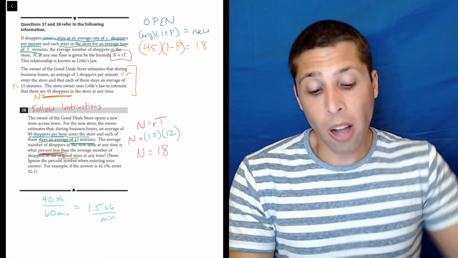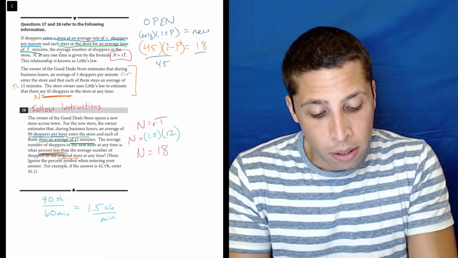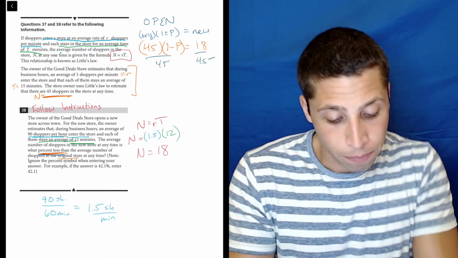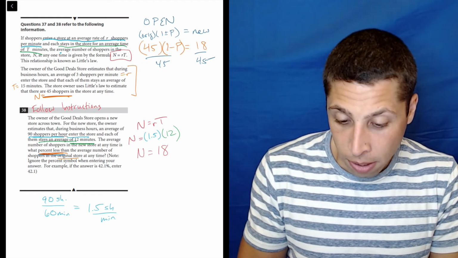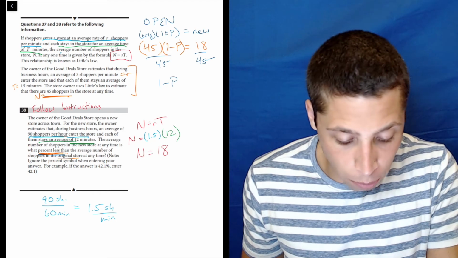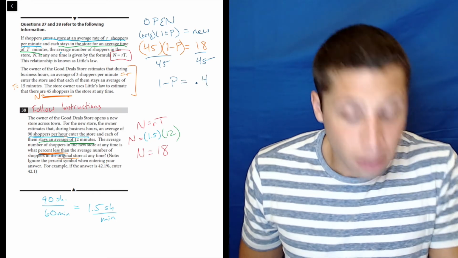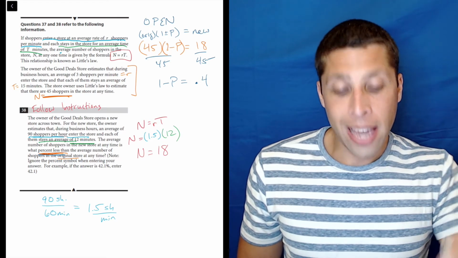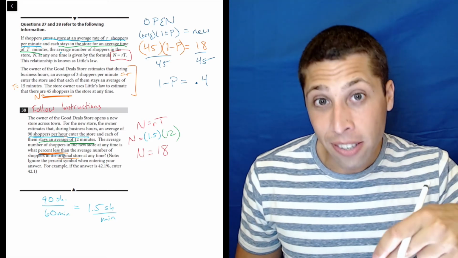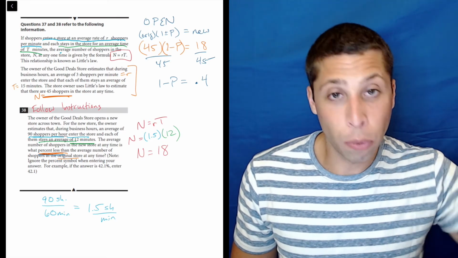Here the situation is pretty straightforward. And so in order to solve for P, we're going to need to move the 45 over. So we do 18 divided by 45, and that is 0.4. And this is where people normally mess up, because that represents 40%, but that's not the answer. 18 is 40% of 45.